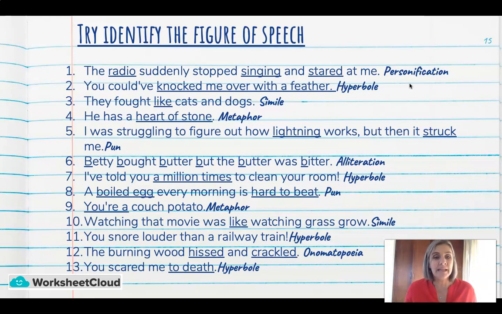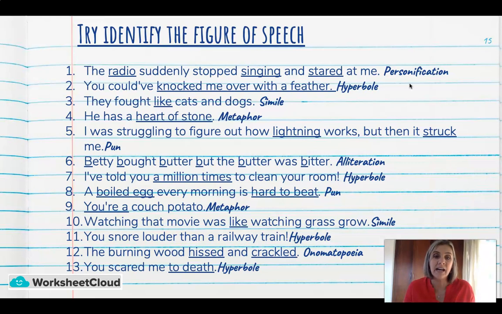Number 4, he has a heart of stone. So that's a metaphor, directly comparing his heart to a stone, not saying it's like a stone. His heart is a stone. And in that way describing how uncaring and unfeeling this person would be, because a stone has really got no feeling or consideration for anybody else. So if you're comparing that to that person's heart, really unfeeling, uncaring person.